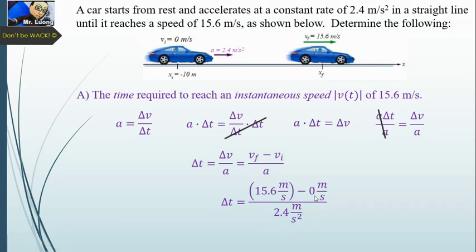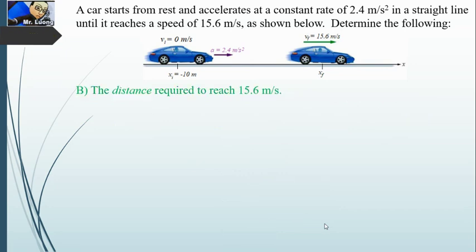I just put it in for visual purposes here, but really if you're doing your work, you don't need to write the 0. And then the acceleration, as indicated in the diagram, is a positive 2.4 meters per second squared. So here I have 2.4 meters per second squared in the denominator. So if you simplify using your calculator, you should get a value of 6.5 seconds. Okay, so that'd be the answer to part A.